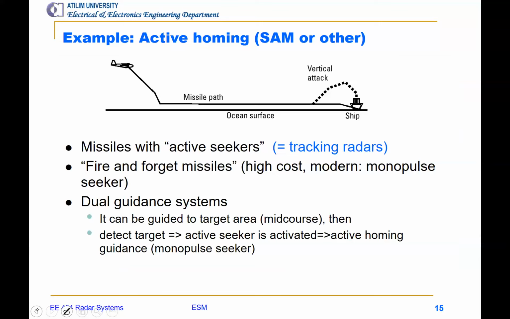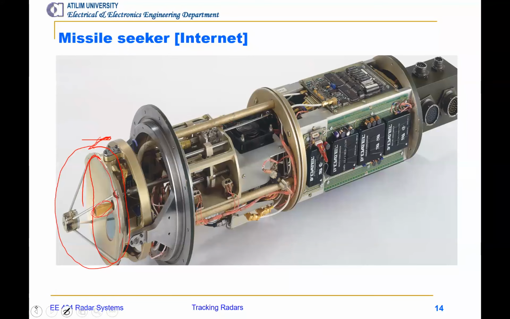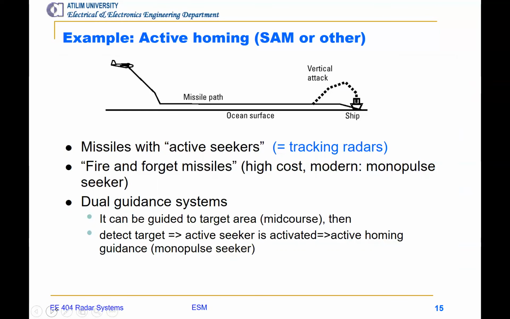One step further, active homing. So this was, as you might remember, a semi-active missile. Here we got active homing. SAM or other systems use this type of missile. Here there is an active seeker. So remember that in a semi-active missile, there was a passive seeker. Now there is an active seeker. Active seeker means a tracking radar. Passive seeker is also a tracking radar, but it does not emit any energy signal.